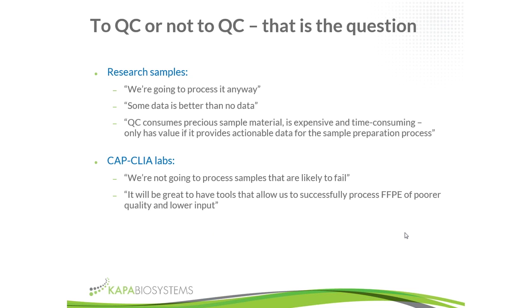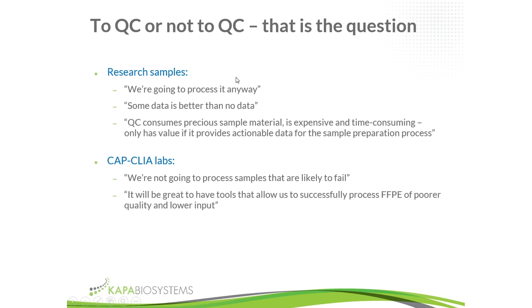So the question really is, is there something that we can do? Can we apply upfront QC to better predict whether FFPE samples will pass library construction and ultimately produce usable sequence data? And is there something that we can do to alleviate these effects on library quality produced from FFPE DNA?